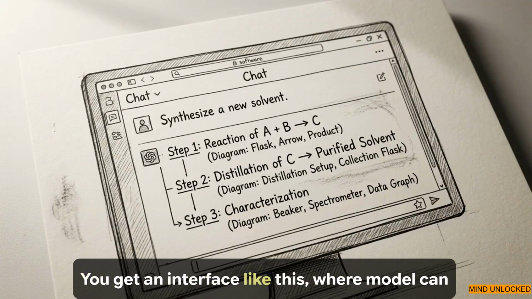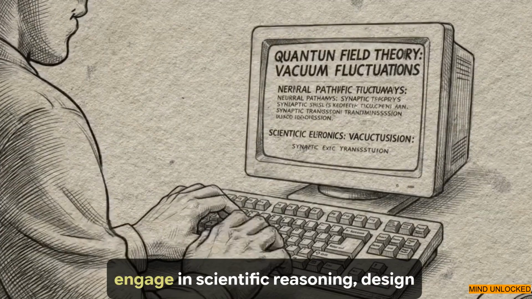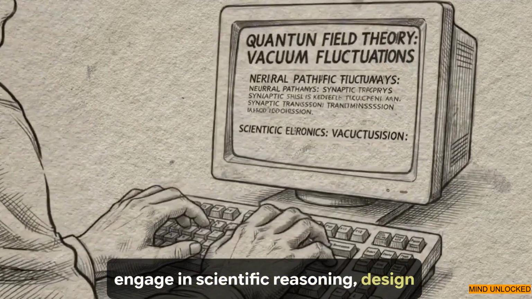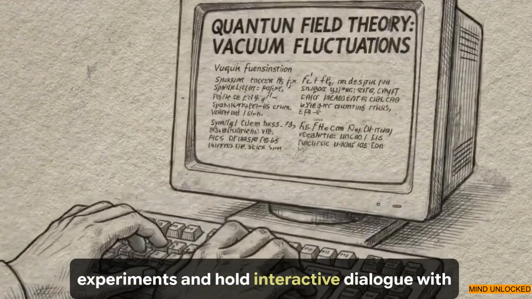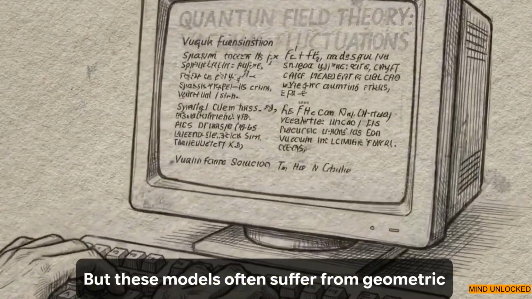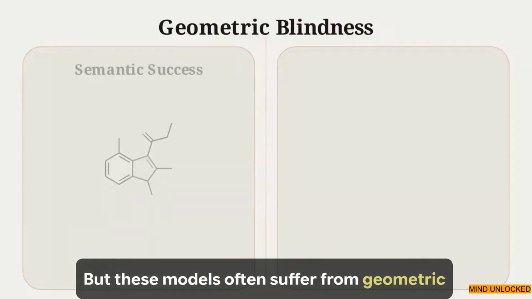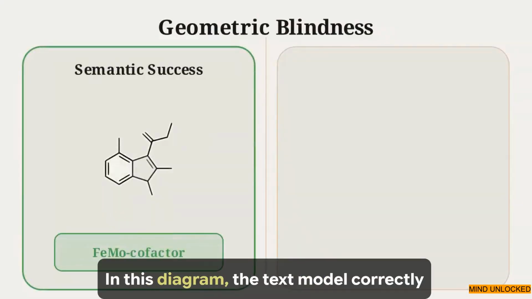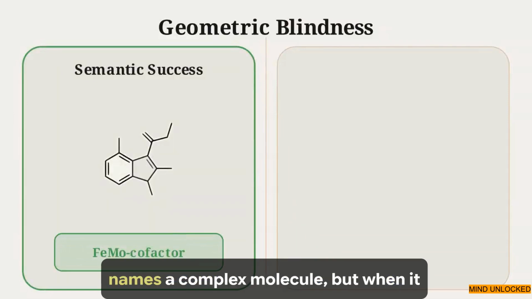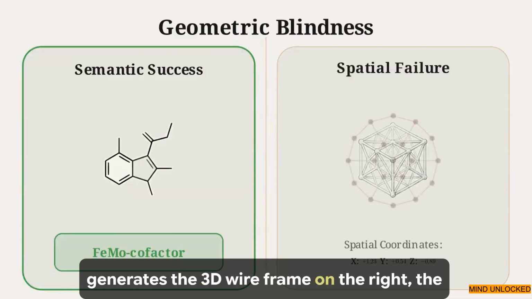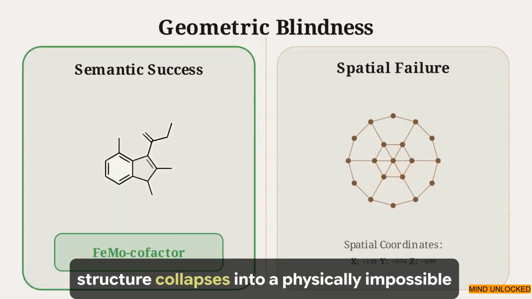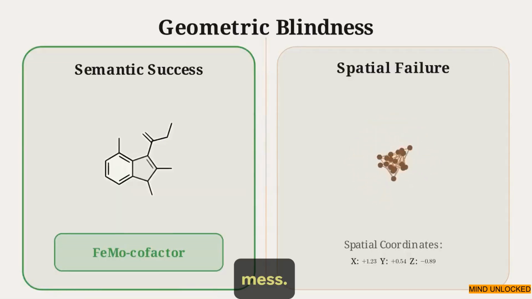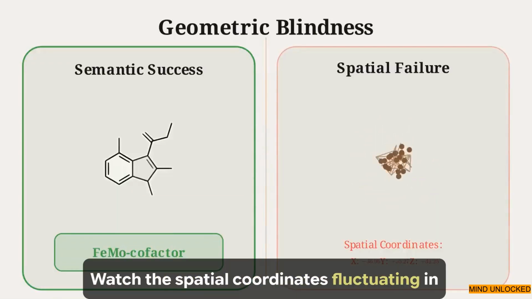You get an interface like this, where a model can engage in scientific reasoning, design experiments, and hold interactive dialogue with your research team. But these models often suffer from geometric blindness. In this diagram, the text model correctly names a complex molecule, but when it generates the 3D wireframe on the right, the structure collapses into a physically impossible mess. Watch the spatial coordinates fluctuating in red.